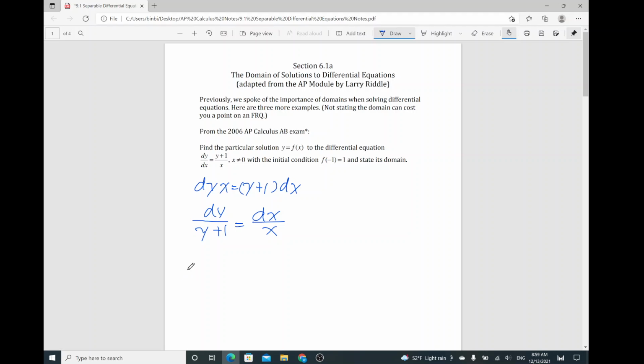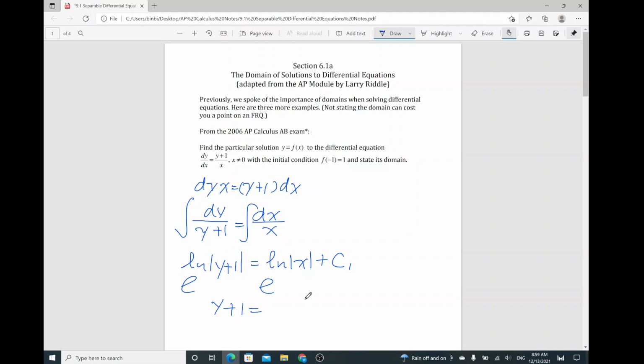What we found here is the natural log of the absolute value of y plus 1 on one side, and on the other side the natural log of the absolute value of x, if you integrate both sides, plus a constant c. Let's call this one c1. Now we definitely want to get rid of the natural log, so we can take base e on both sides. Once you take base e on both sides, the left hand side turns out to be y plus 1.